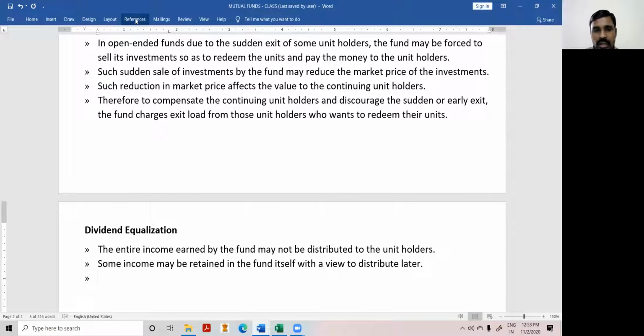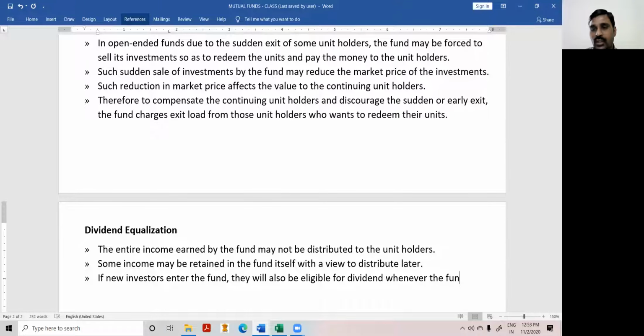But here the problem is, if new investors enter the fund, they will also be eligible for a dividend whenever the fund distributes in future. This is the problem. If new investors enter the fund, they will also be eligible, because the fund has to distribute the dividend to all the unit holders who are in the fund as on the record date. When they purchased is immaterial.